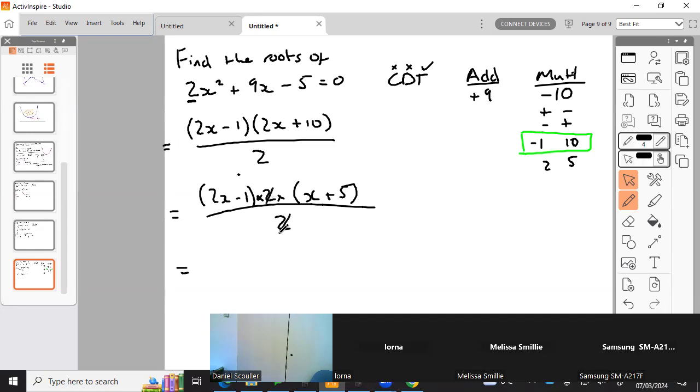Those 2's cancel each other out. I'm left with the brackets, and that means 2x minus 1 equals 0, and x plus 5 equals 0. x equals negative 5, nice and easy. And for the other, take the negative 1 over, it becomes positive 1, take the 2 over, it becomes divided by 2. So x would equal a half and x would equal negative 5.